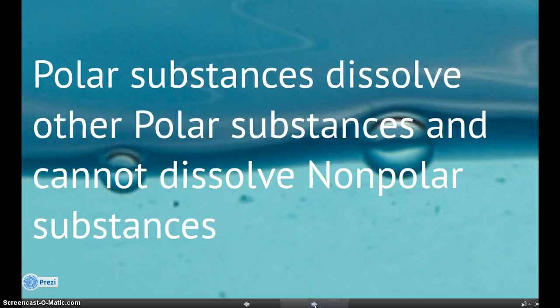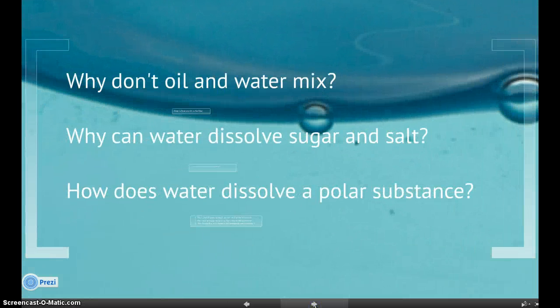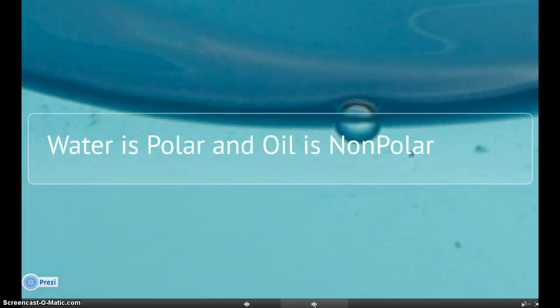So if we look at some questions here, why don't oil and water mix? So hopefully we can come up with an answer with that. When you're looking at what we've already talked about, we have polar molecules again, and we have nonpolar molecules. So oil and water. In this case, water we already know is polar, and so we should be able to assume then that oil is nonpolar. So they don't mix.